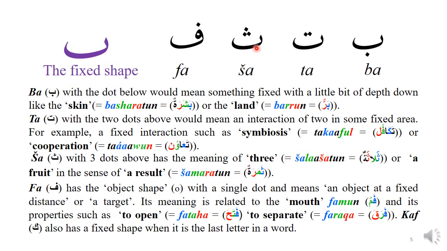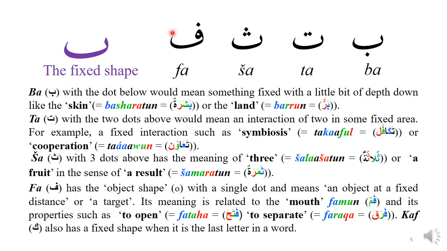Sa means 3, obviously salasatun. Salasatun means 3 because of the 3 dots, right? 3 dots, and these 3 dots can mean a result. You can think of these 3 dots as, this is the father and mother, and this is a result or a child. So a third one. So this also means something heavy because it has 3 dots. So it can mean something heavy, and it can mean a fruit or a result, samaratun, a fruit, in the sense of a result. See, the fruit in the sense of the fruit that we eat is fakihatun, which is a different word, and which I will explain in some later videos.